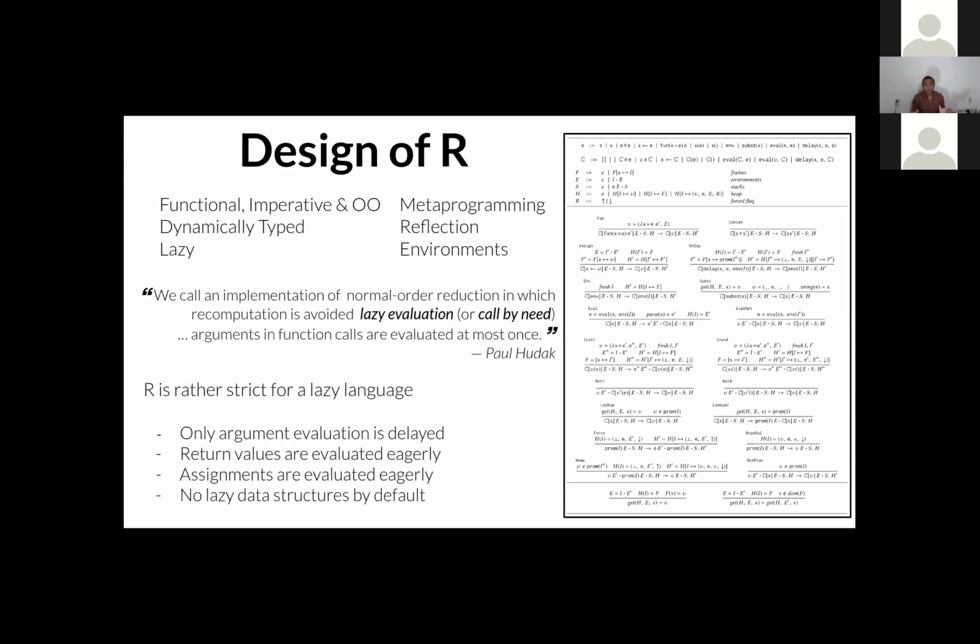So return values from functions, for instance, are evaluated eagerly. Even in assignments, the expression that is being assigned to a variable, that expression itself is evaluated eagerly. And apart from that, R does not have any lazy data structures by default.